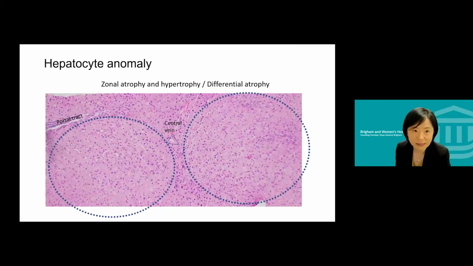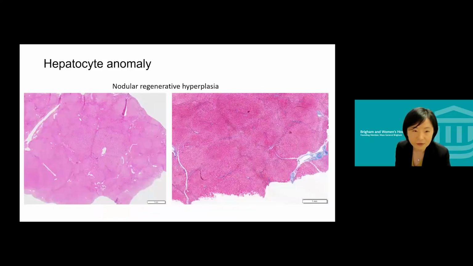So because of these vascular changes, the hepatocytes may become hypertrophic and atrophic in certain areas, depending on the blood supply. So this gave rise to the nodular appearance of the liver. So this is so-called nodular regenerative hyperplasia, where you can see clear nodules without significant fibrosis. This is again due to the alternating hypertrophy and atrophy of the hepatocytes.